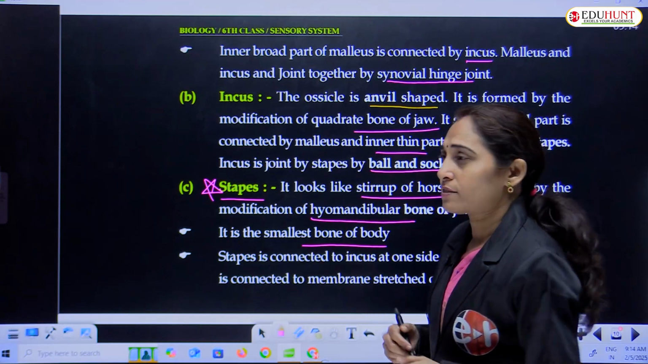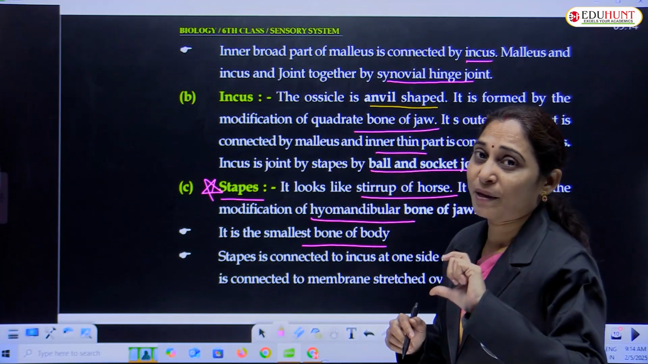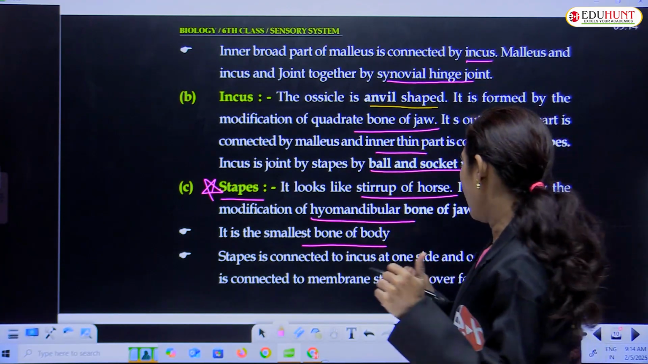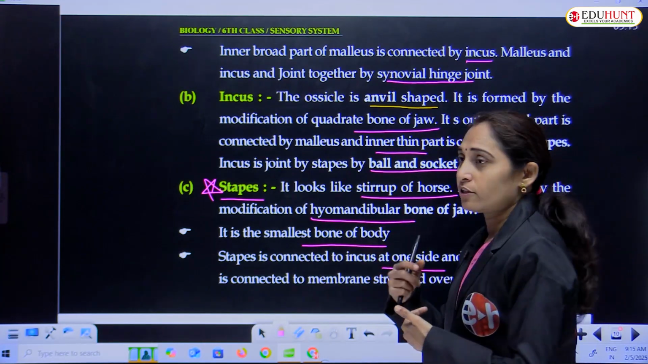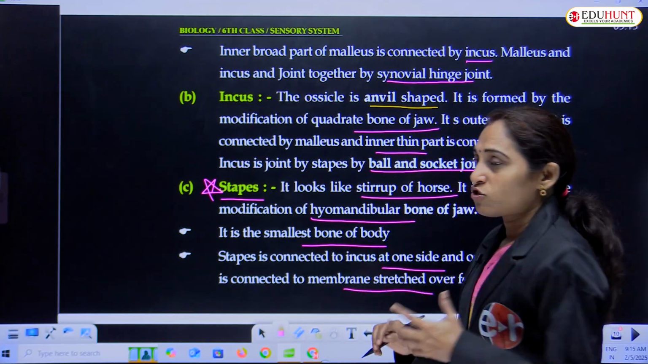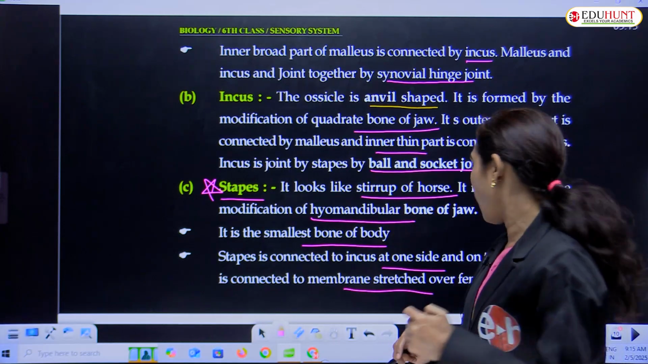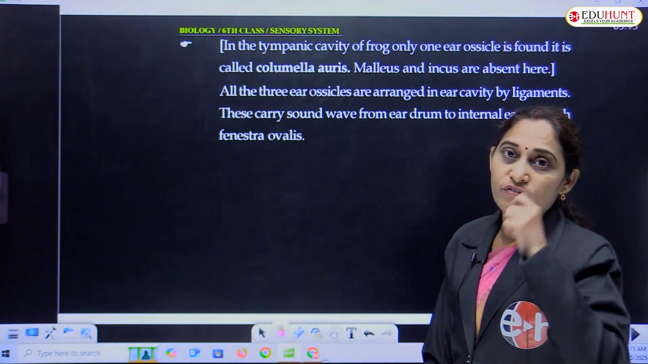And stapes is connected to the incus, the previous bone, on one side, and it is connected to the membrane stretched over the fenestra ovalis, that is, the oval window.